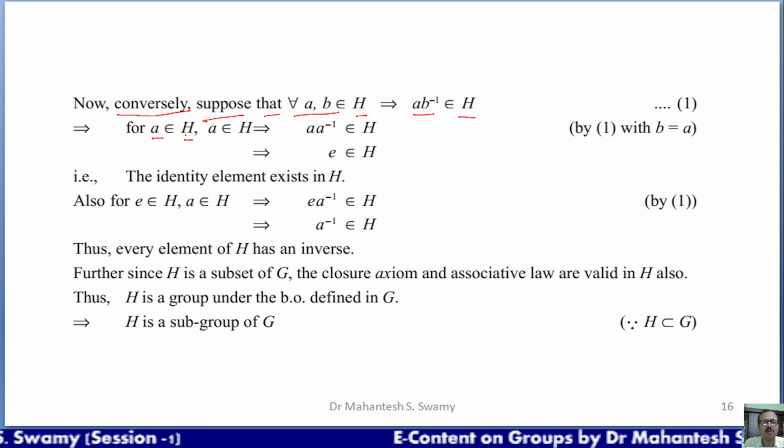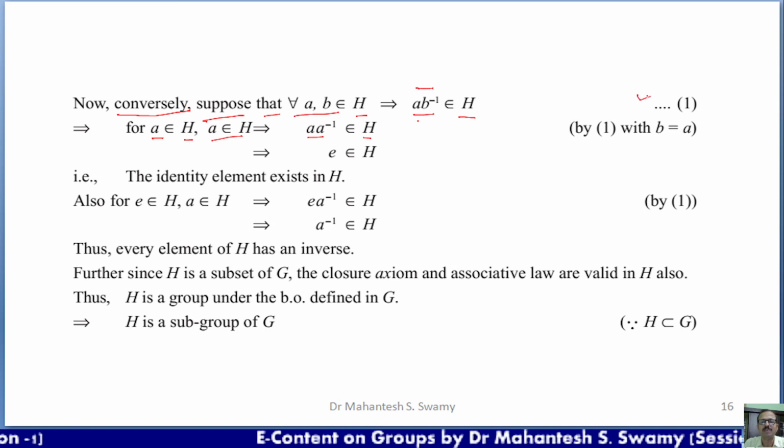So for A belonging to H, again I have written A belonging to H because I want to have this type of expression. A here, and this A is playing the role of B. So for A and A belonging to H, A inverse belongs to H as per this equation number 1. So this is by 1 with B replaced by A in 1. Now what is A into A inverse? This is E.